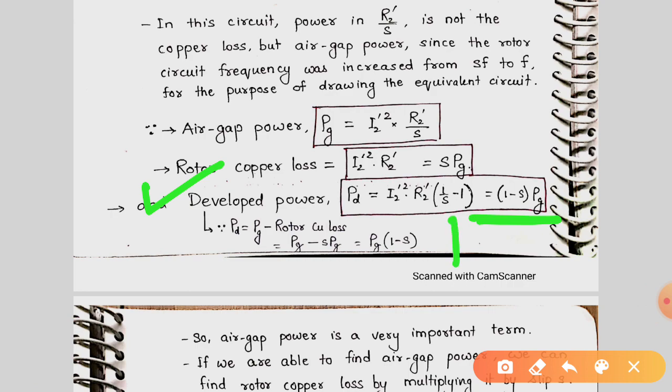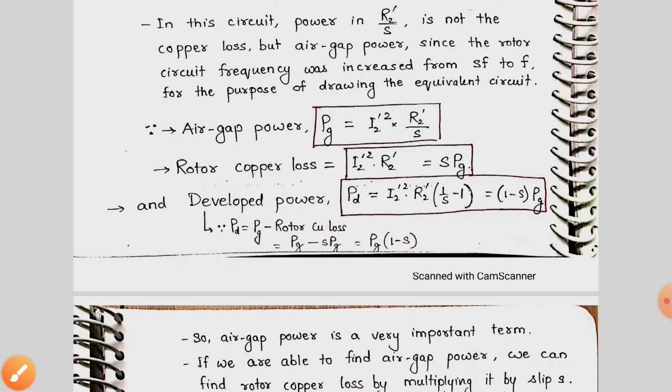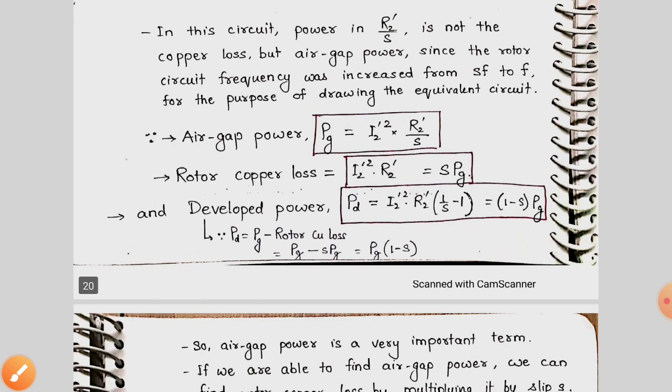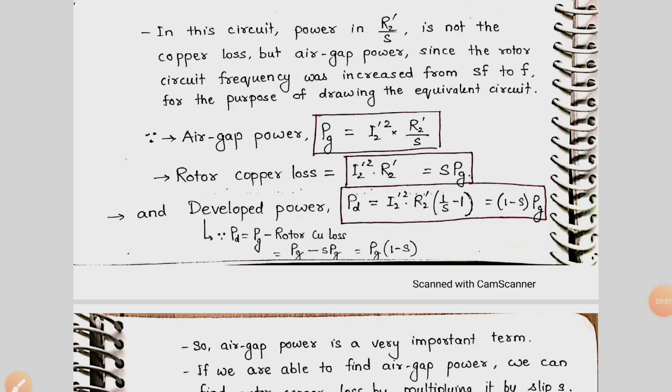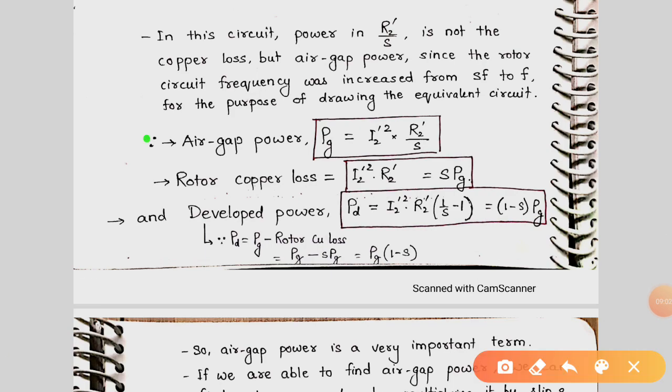Now how is this coming? Developed power is equal to air gap power minus rotor copper loss, and air gap power is Pg and rotor copper loss is slip times of Pg. So the developed power will be equal to Pg (1 minus S). So this is very important. If we know the value of this air gap power Pg, we can find the rotor copper loss as well as the developed power from it.